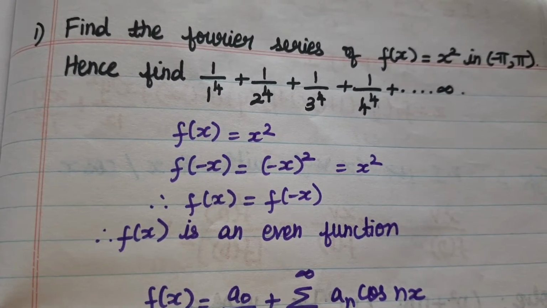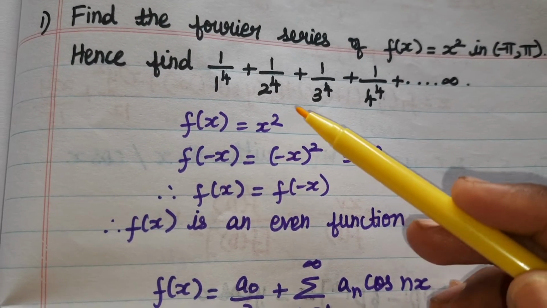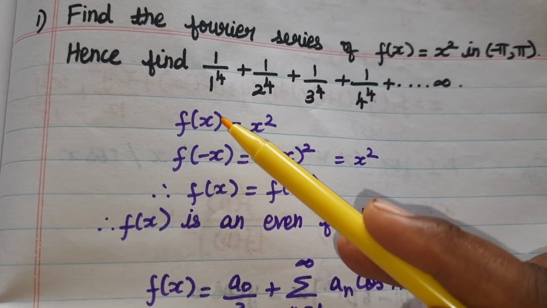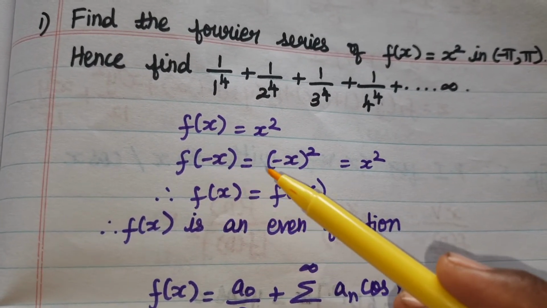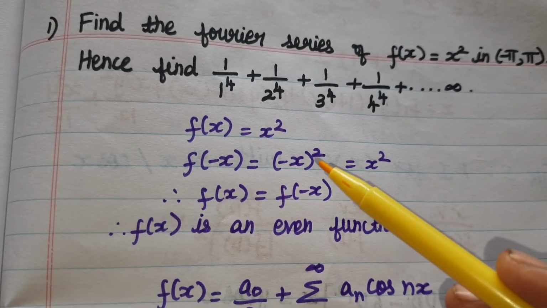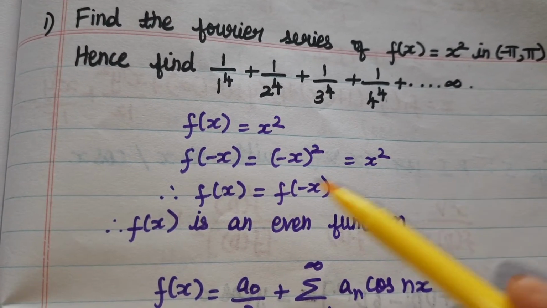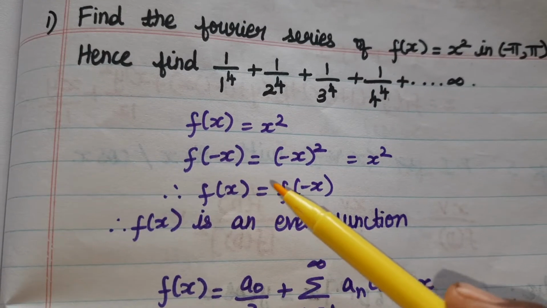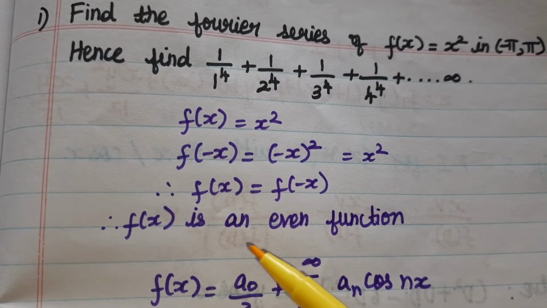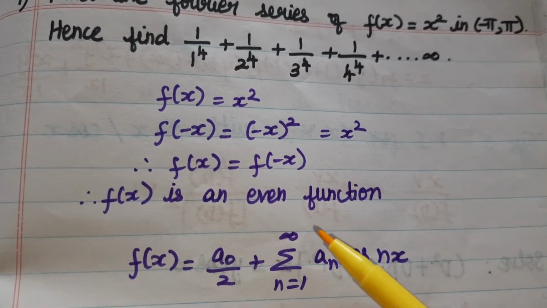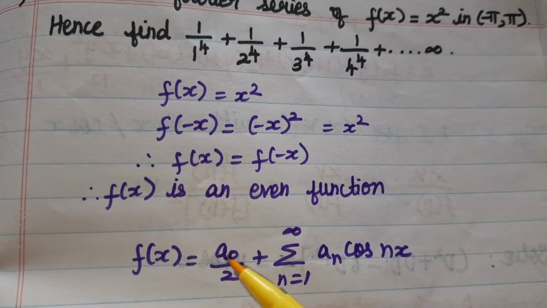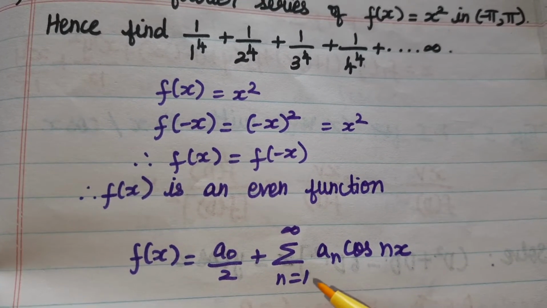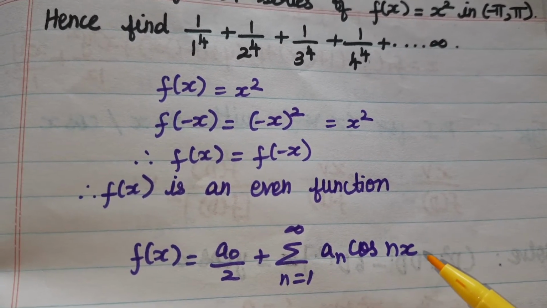So here given function is f of x equal to x square. So put x is equal to minus x in f of x. Therefore f of minus x equal to minus x the whole square. So minus x the whole square is x square. Therefore here f of x equal to f of minus x. Therefore f of x is an even function. So for even function the formula is f of x equal to a0 by 2 plus summation of n is equal to 1 to infinity an cos nx.